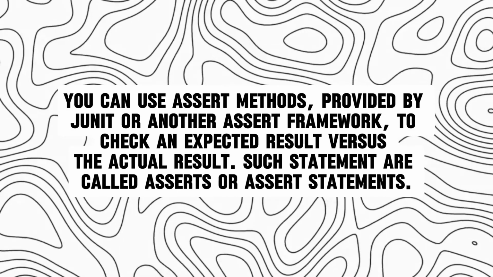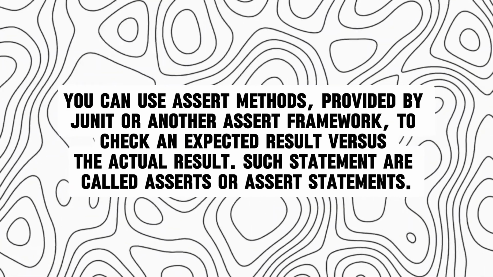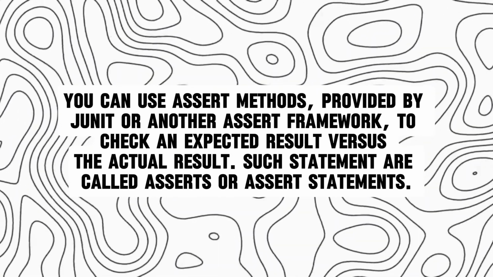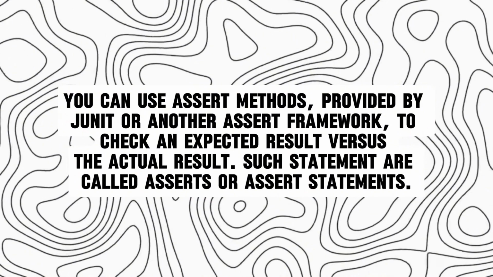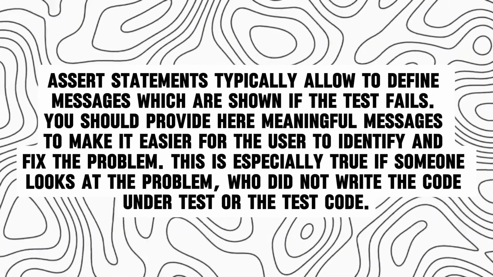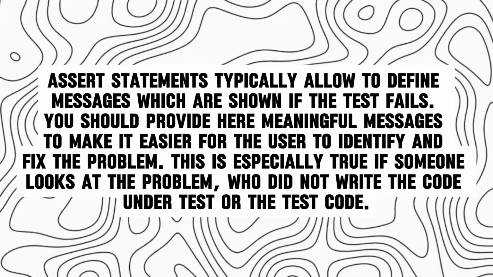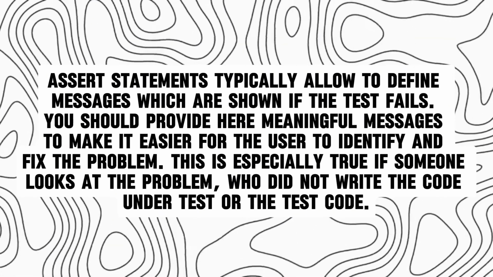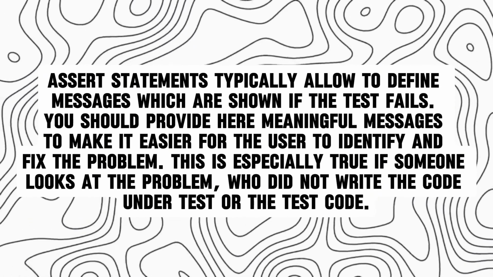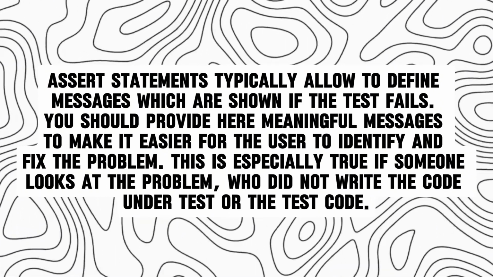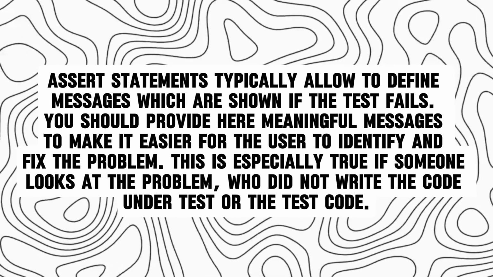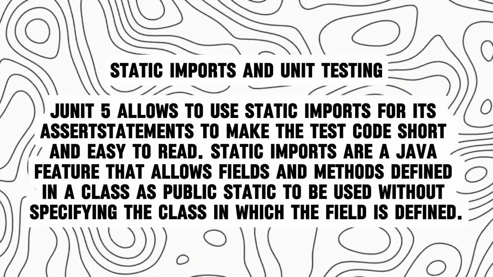You can use assert methods provided by JUnit or another assert framework to check an expected result versus the actual result. Such statements are called asserts or assert statements. Assert statements typically allow you to define messages which are shown if the test fails. You should provide meaningful messages to make it easier for the user to identify and fix the problem. This is especially true if someone looks at the problem who did not write the code under test or the test code.